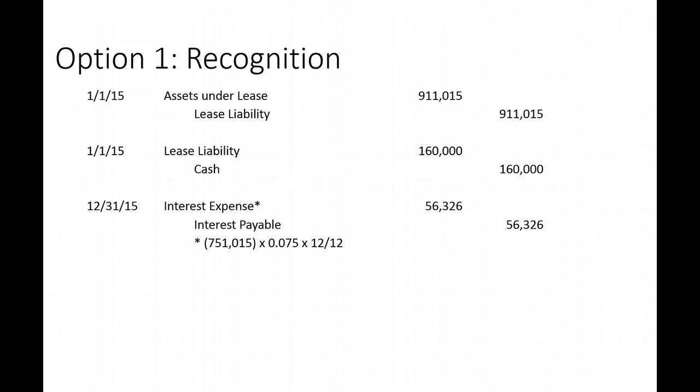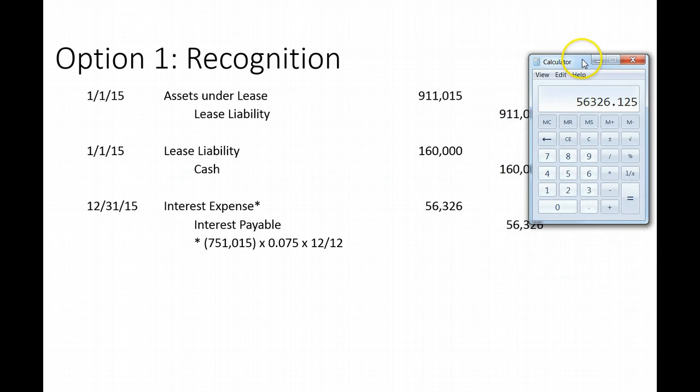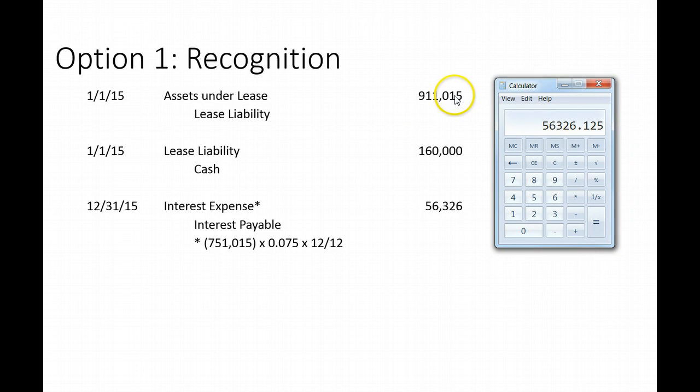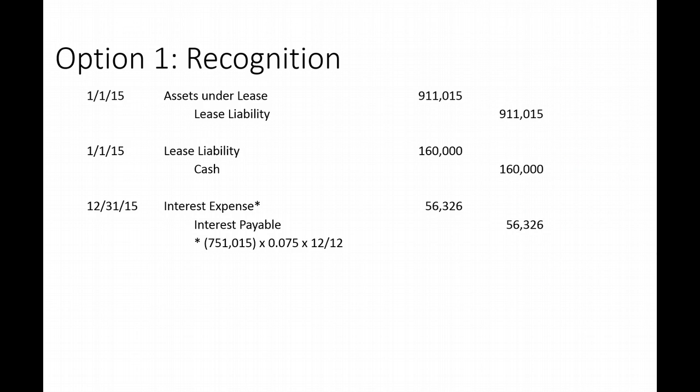So once again, I'm going to bring up my calculator here and figure out what my depreciation is. So I've got an asset with a $911,015 basis, and the useful life to me, the lease term, is 7 years, and the problem indicates that we use the straight line method of depreciation. And so I will divide that cost basis by 7 to determine that my depreciation expense for the year is $130,145.